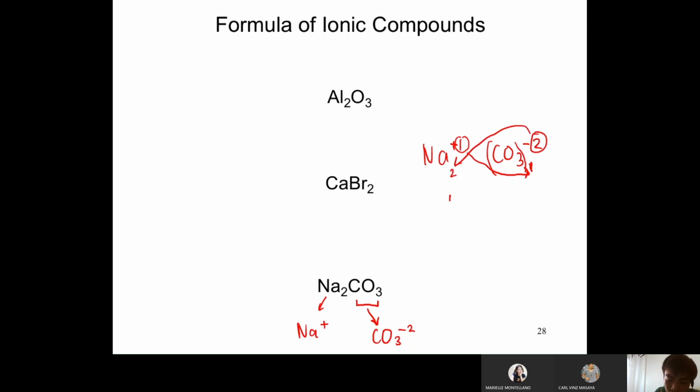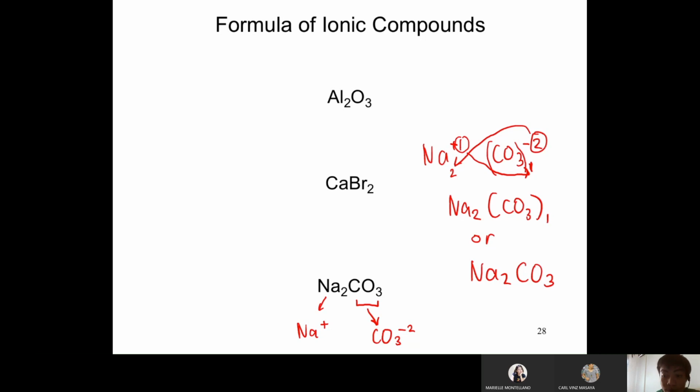So, my formula will be Na2CO3 1. Okay? So, ganun ginagawa ko. Pag may polyatomic ions ako, I place parenthesis, no? And if yung subscript sa parenthesis is 1, pag 1 lang yung subscript dyan, I can just simply remove that, no? Understood na 1 yung subscript ng CO3, no? So this is my formula, Na2CO3, no?